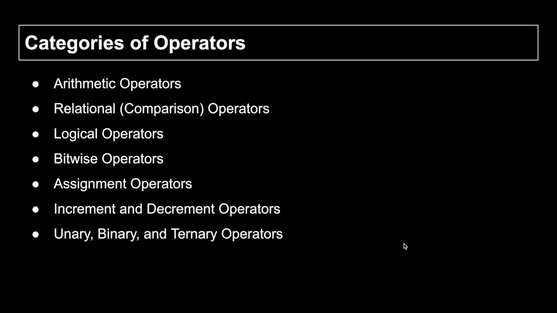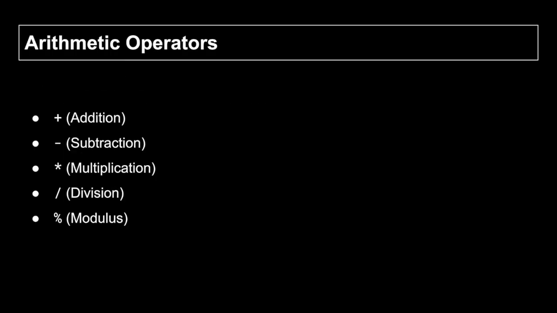Categories of operators. There are several categories of operators in C. Let's list them: arithmetic operators, relational operators, logical operators, bitwise operators, assignment operators, increment and decrement operators, and classification based on the number of operands: unary, binary, and ternary operators. Now we will look at each one in detail.